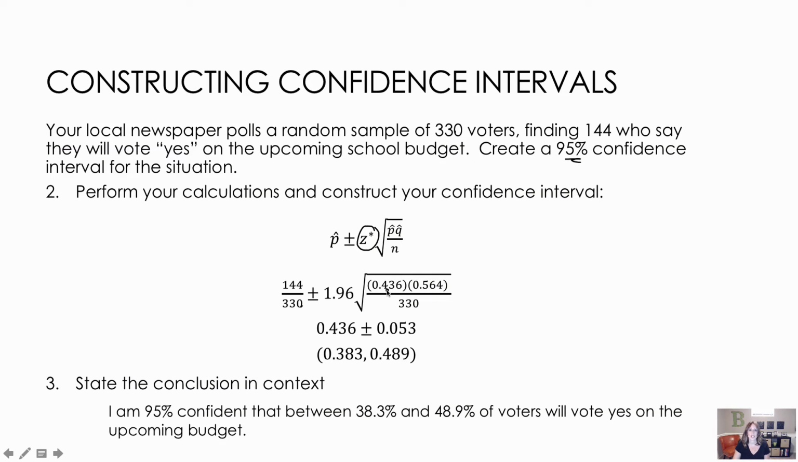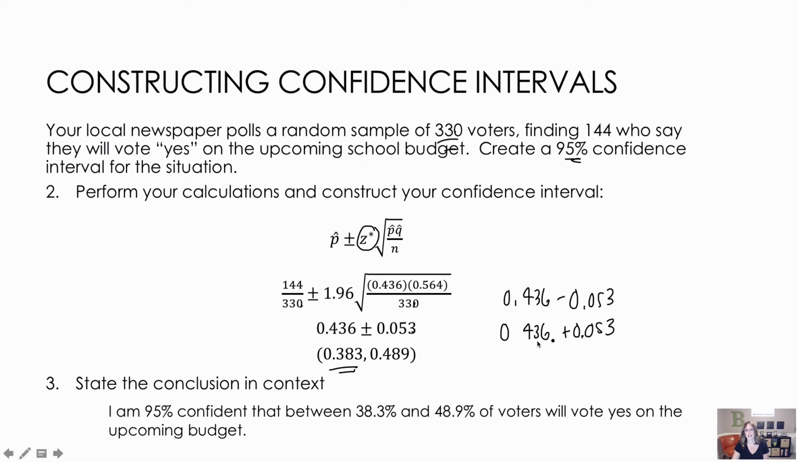So 0.436 here, 1 minus that here, so that's p hat, q hat, n is 330. And then instead of finding this and rounding it and then taking it times 1.96, I just did all of that work in my calculator. So I have 0.436 plus or minus 0.053. So where did these come from? I took 0.436 minus 0.053, and that's this value. And then I did the exact same thing, but I added it instead.